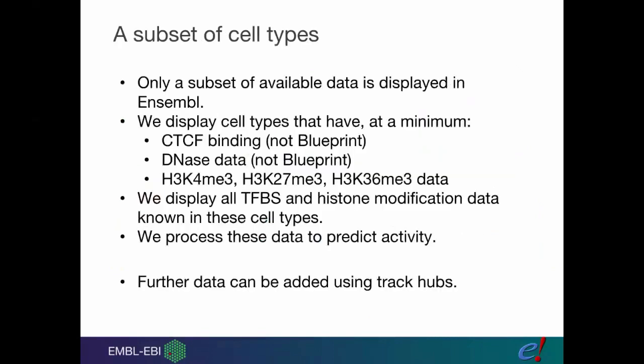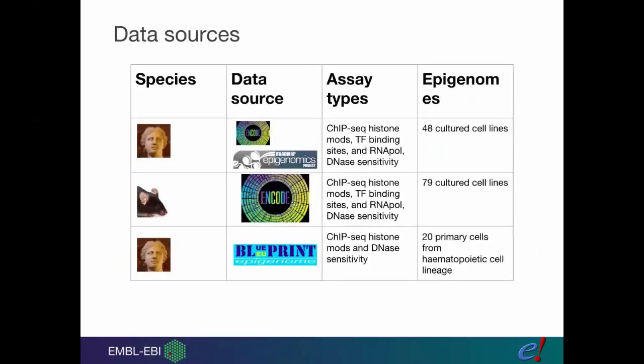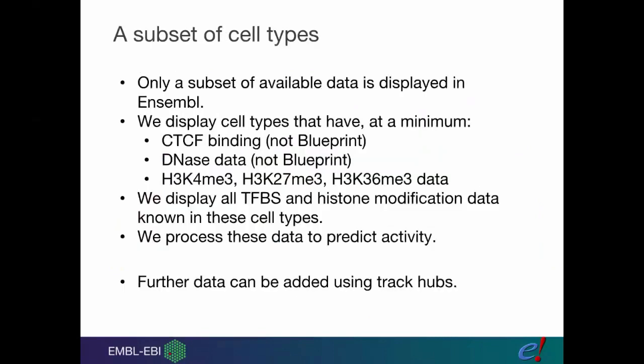Well, firstly, we only show a subset of the cell types. So there are more than 48 cultured cell lines in ENCODE and Roadmap Epigenomics. But we do this analysis on what we call our regulatory build. And to do that, we require ChIP-seq binding, DNase sensitivity, H3K4 trimethylation, H3K27 trimethylation, and H3K36 trimethylation as a minimum. If a cell type has all of those bits of data, we will do our analysis on them. If a cell type does not have that, we will not do our analysis.